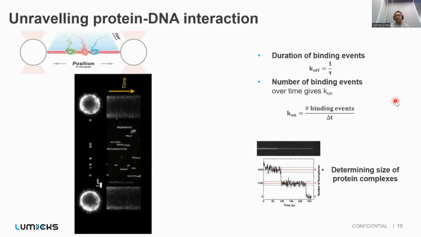Another important thing that can be measured from this assay or kymograph is the kinetic off rate and the kinetic on rate. Kinetic on rate we can directly measure from the time, and the kinetic off rate we can measure by dividing by the duration it binds to the particular DNA molecule. As I mentioned, we can also measure the stoichiometry of the protein molecules bound to the DNA just by studying the photobleaching. As you can see here, there are two photobleaching states, which corresponds to two mers, or two protein molecules, bound to the DNA.